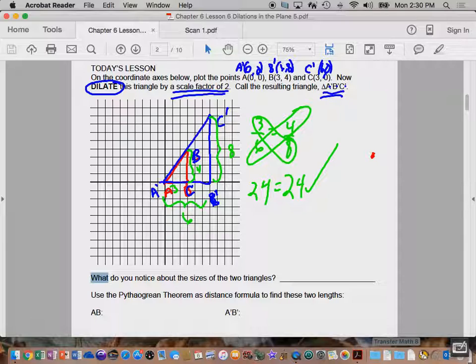So what do you notice about the size of these two triangles? Are they the same size or not? No. And that's the first thing you need to take away from a dilation. Kim, the first thing you need to take away is this. Dilations change size.